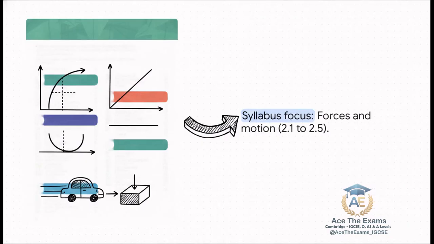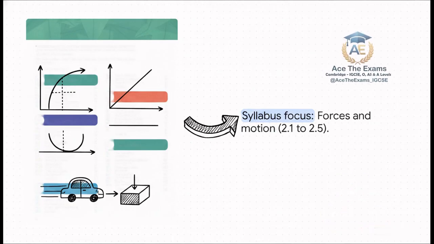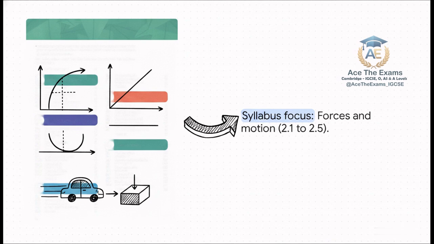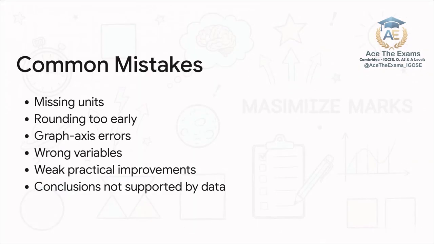And that perfectly illustrates exactly where we are operating today. We're looking directly at Cambridge Syllabus Section 2, specifically Units 2.1 through 2.5, on forces in motion. So we're talking about speed, velocity, acceleration, and most importantly, the complex motion graphs that test all of those concepts. We're grounding our entire strategy in the exact parameters that the examiners are using to test you.